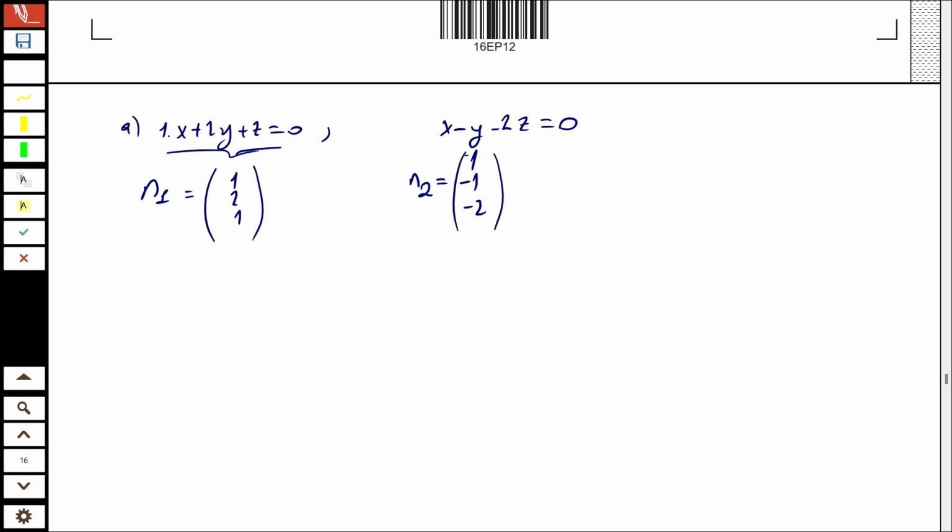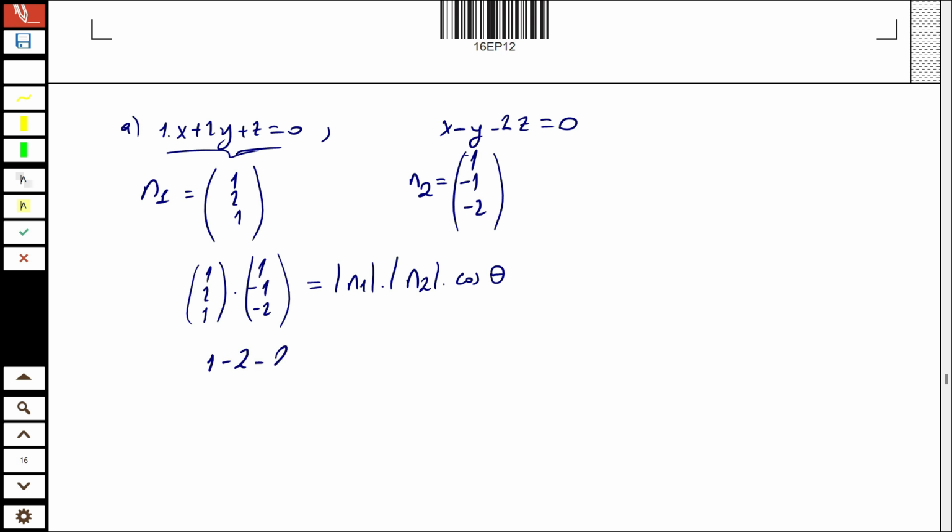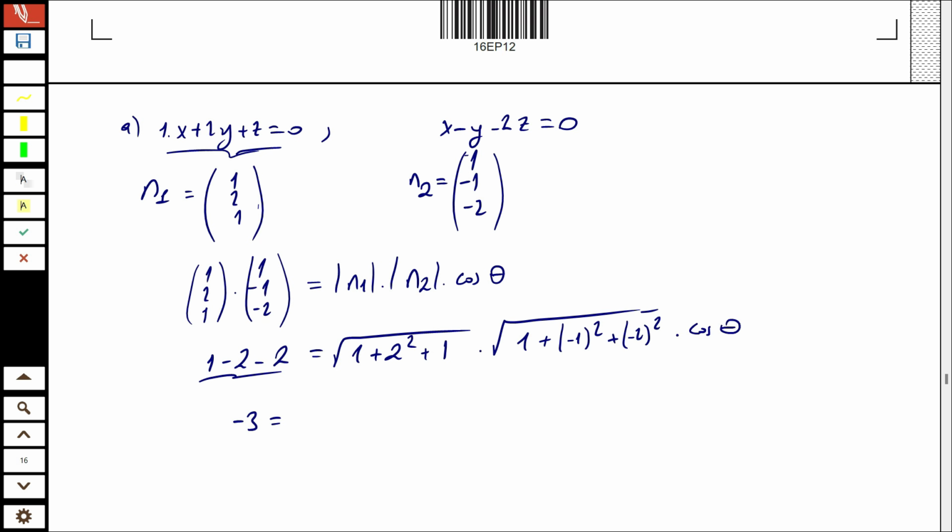So you can just apply the scalar product formula. You can check it from the formula booklet. It's going to be 1 times 1, plus 2 times minus 1, plus 1 times minus 2, equals the magnitude of n1 times the magnitude of n2 times cosine theta. So the scalar product of this is 1 minus 2 minus 2, which equals the square root of 1 plus 2 squared plus 1 squared, times the square root of 1 plus (-1) squared plus (-2) squared. So minus 3 equals square root of 6 times square root of 6.